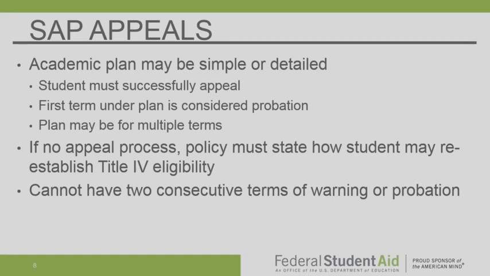I just want to move on for a couple more things so that I give Carla some time. You can't have 2 consecutive terms of warning or probation, but they can come back on again. So let's say the student lost their SAP eligibility, went through the process of warning and or probation, and then regained their eligibility. They can fall back into the SAP process again. Okay, so it can happen more than once. That's probably a red flag, but just so you know, that is okay for that to happen.